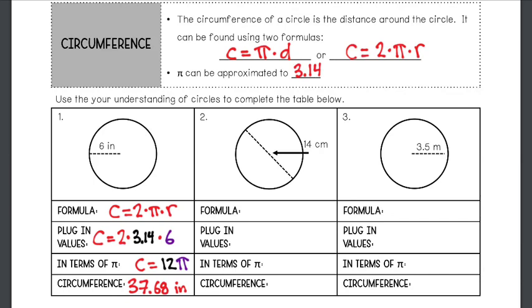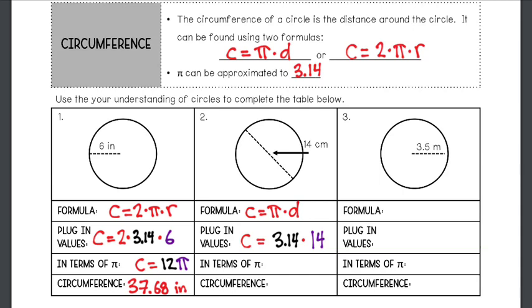Number 2. Because this one has a diameter of 14 centimeters, I'm going to use the diameter formula here. So I go circumference equals pi times diameter. I then plug in the values. I don't know circumference, so I'm going to say circumference equals. Instead of saying pi, I'm going to say 3.14. And instead of saying diameter, I'm going to say 14 centimeters.